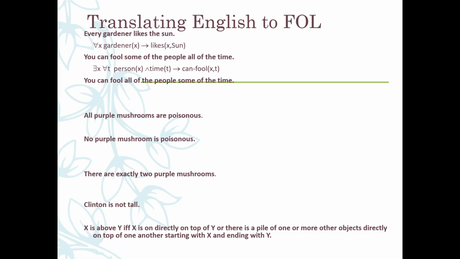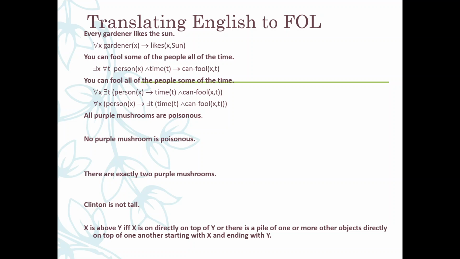Now the next sentence. You can fool some of the people all of the time. So you have two objects over here. One is the people, another is the time. So some of the people, that is for some x, person(x), all of the time, that is for all t, time(t). So what is the implication? That is canFool(x, t).